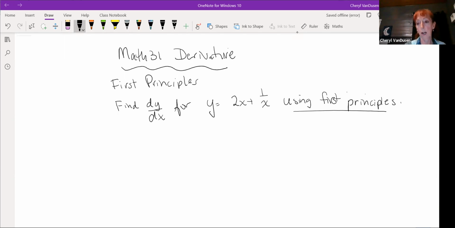Now, it's great to know what the answer is, right? It's kind of an ace in our pocket. We can have on the side, oh, I know what the answer is going to be from the power rule. But then we have to develop the answer from first principles. So I'll show you how that goes.